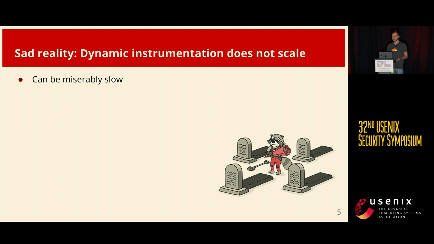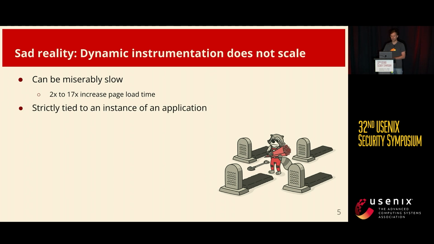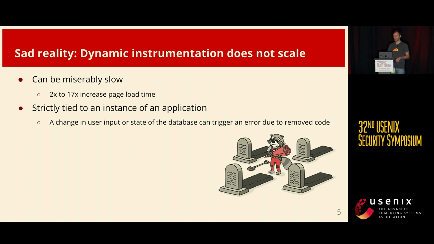Now, while that looked perfect, in reality, dynamic instrumentation does not scale. During our tests, we could show that it could be miserably slow. It could increase your page load time from 2 times to 17 times slower, and that's not realistic in a production environment. The other detail here is that if you use dynamic instrumentation, you're strictly tying your analysis to one deployed instance of the application. If you deploy the same application somewhere else with different users and different behavior, you have to do this whole analysis again. And moreover, if your application changes on the server side, meaning the state of the database is different, again, your analysis may not be correct for this new state of the database.